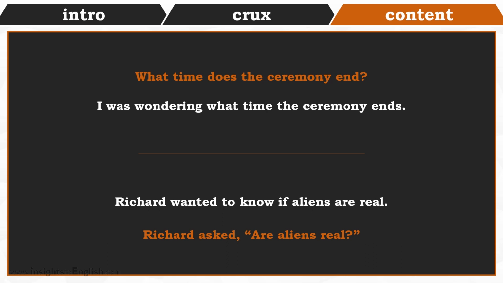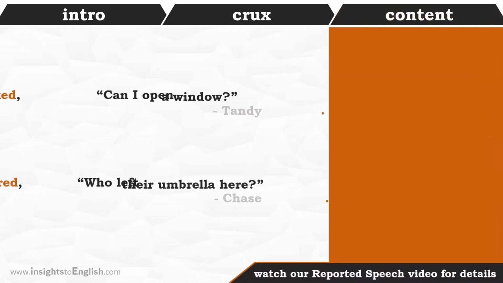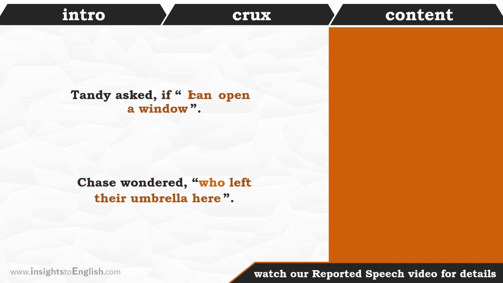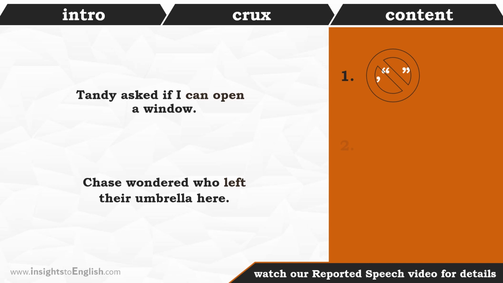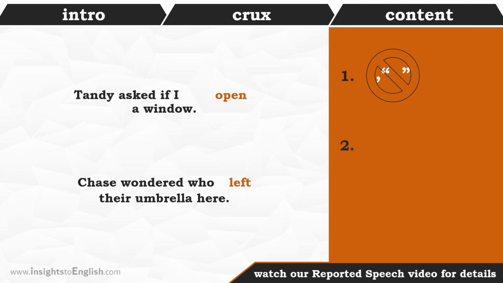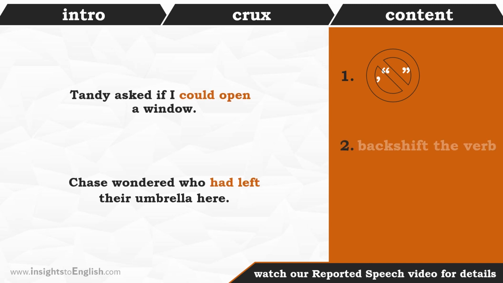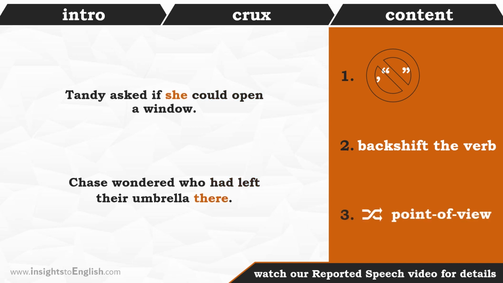Well done. Thanks. What's the final thing we need to know? In addition to having those three segments, reported questions need to follow the same steps as any other reported speech. Can you remind us what those are? First, there should be no comma and quotation marks. Second, we make the verb more past, unless it still applies now. We call this backshifting. And third, we have to change the point of view words. These steps go for all reported speech, whether they are statements or questions. So it's a good idea to review basic reported speech before you practice reported questions.